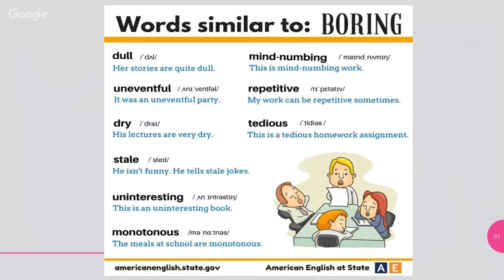Stale. He isn't funny. He tells stale jokes. Uninteresting. This is an uninteresting book. Monotonous. The meals at school are monotonous. Mind-numbing. This is mind-numbing work. My work can be repetitive sometimes. Repetitive, synonym of boring again. Tedious. This is a tedious homework assignment.